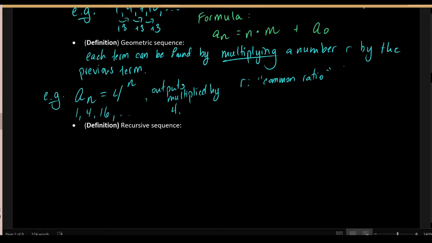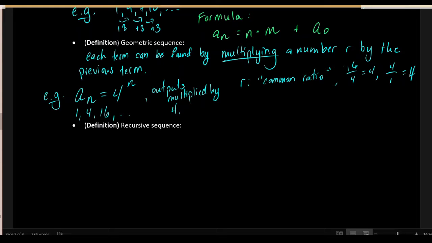Because in this case, if you take the ratio of one term to another, 16 divided by 4, 4 divided by 1, the ratio of each one of these successive terms is equal to this number 4, in general the number r, which is being multiplied each time we move through the sequence.